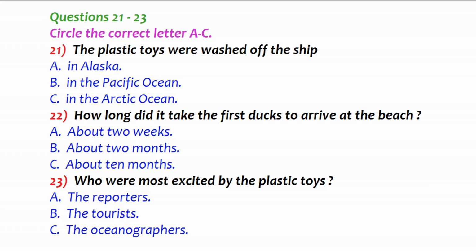A ship from Hong Kong was on its way to Tacoma, Washington, when it was hit by a severe storm in the middle of the Pacific Ocean. During the storm, huge waves washed 12 containers overboard. Inside the containers were 29,000 plastic bath toys. One of the containers opened, and thousands of plastic bath toys spilled out and began to float across the Pacific Ocean. 10 months later, the first yellow ducks arrived on the North American shore.